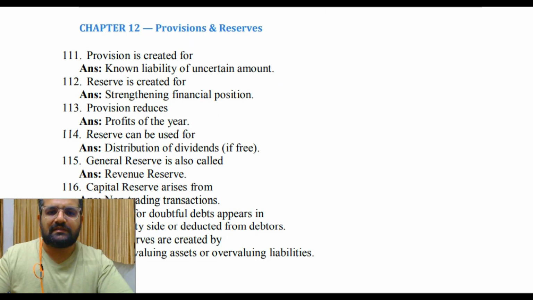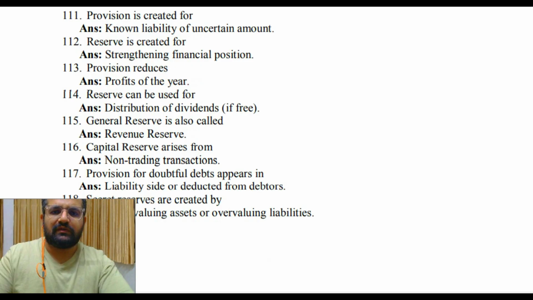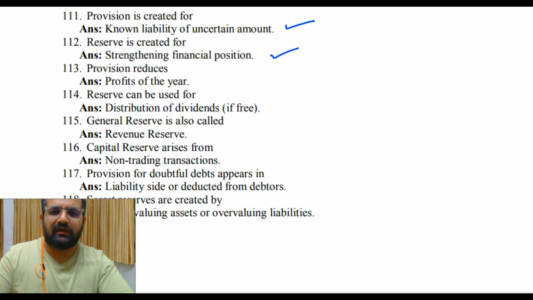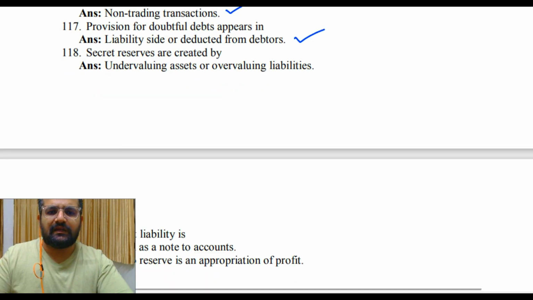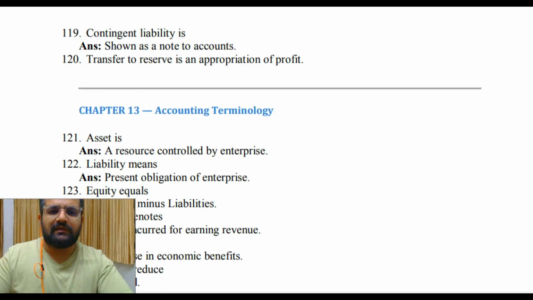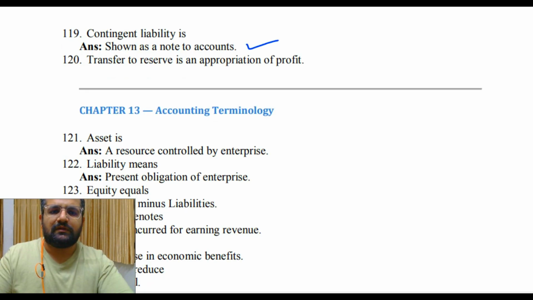Then provision is created for known liability of uncertain amount. Reserve is created for strengthening financial position. Provision reduces profits of the year. Reserve can be used for distribution of dividends if free. General reserve is also called revenue reserve. Capital reserve arises from non-trading transactions. Provision for doubtful debts appears on the liability side or is deducted from debtors. Then secret reserves are created by undervaluing assets or overvaluing liabilities. Then contingent liability is shown as a note to accounts. Transfer to reserve is an appropriation of profit.